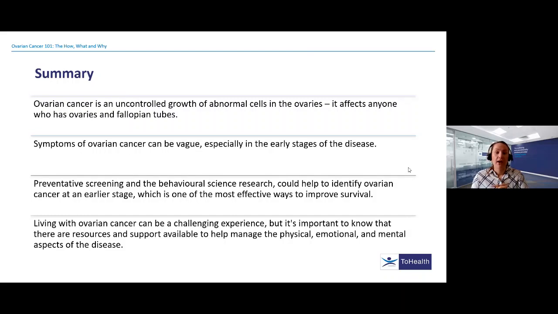And certainly, if you have any of those risk factors or symptoms that we've explored, it's well worth speaking to your GP to get that early support. And lastly, if you are living with ovarian cancer, as well as any other cancer, it can be a challenging experience, but there is an abundance of support out there to help you both physically, emotionally, but also mentally as well.